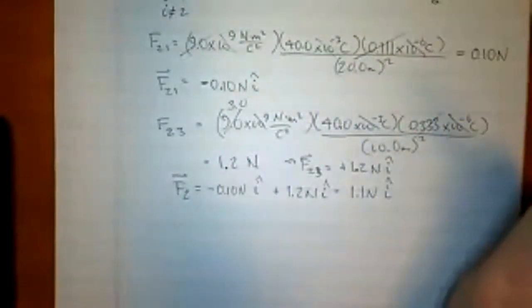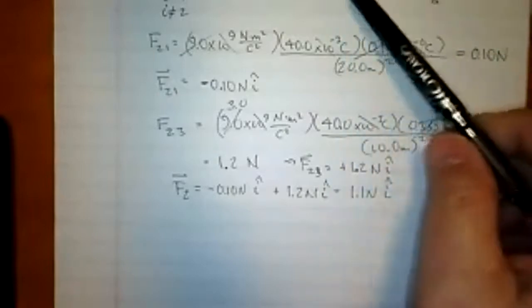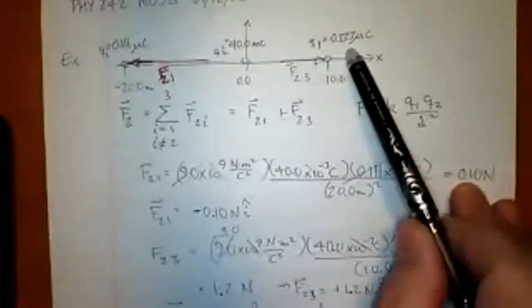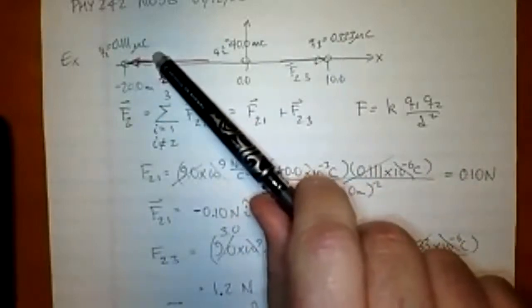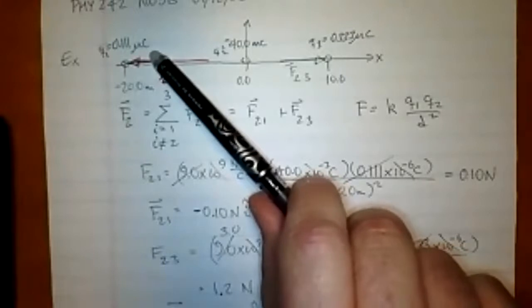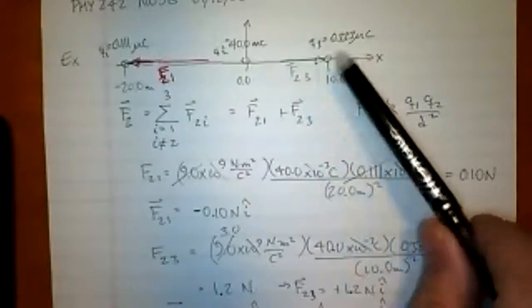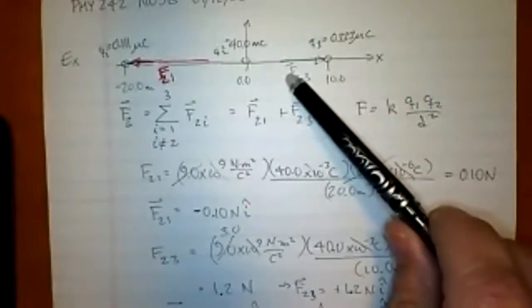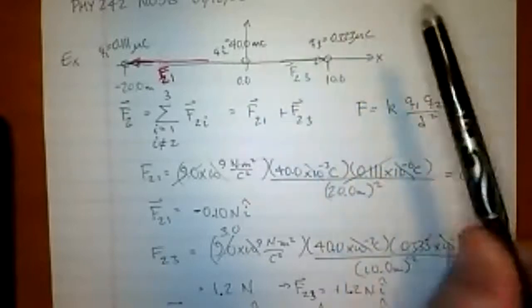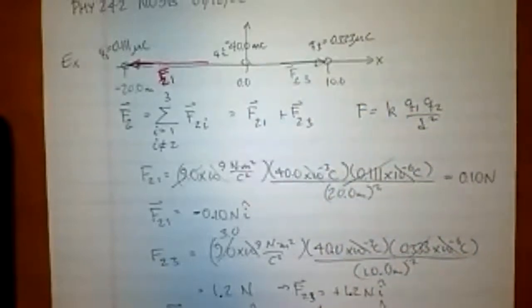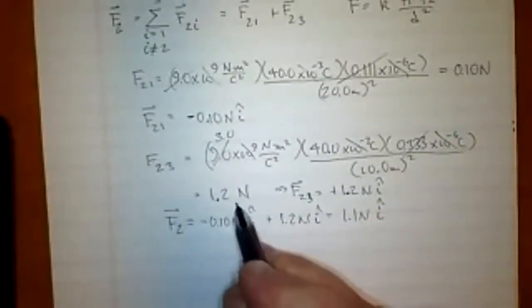And that should make some sense, because this 0.33 charge, that's 3 times stronger than that one. So it should be 3 times the force if they were the same distance away. But it's also twice as close, so it should be 3 times 4, because 2 squared would be 4. So you should actually get 12 times bigger. And in fact, that's exactly what we found. 0.1 times 12 is 1.2, which is exactly what we had there.